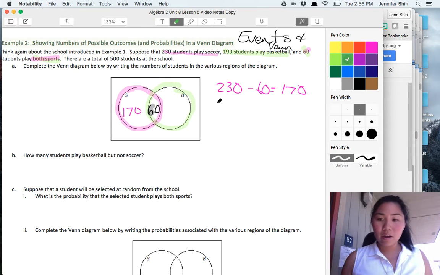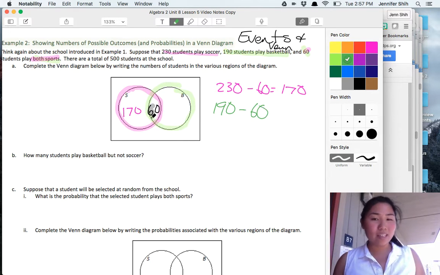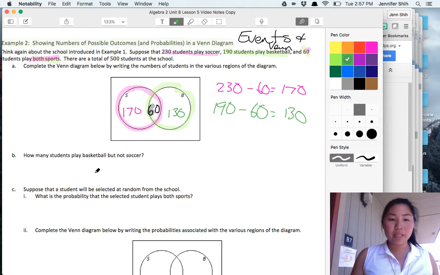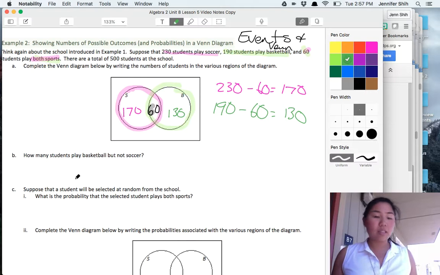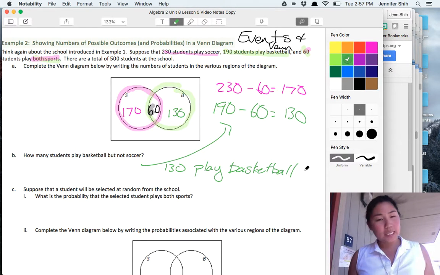And then over here, you have a total of 190 students. You subtract away the 60 students that do both, and you're left with 130. So 130 students play basketball. The second question is, how many students play basketball but not soccer? That's going to be what we wrote up here, which is 190 minus 60. So 130 play basketball but not soccer.